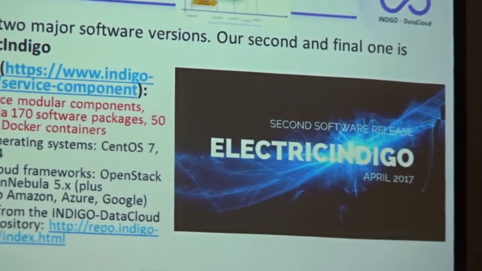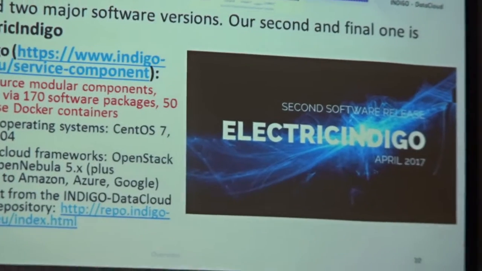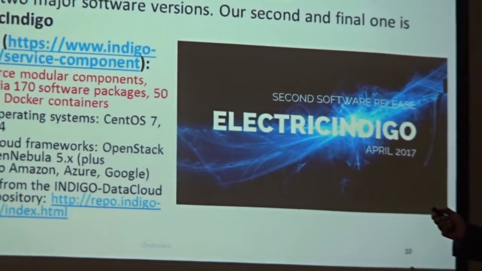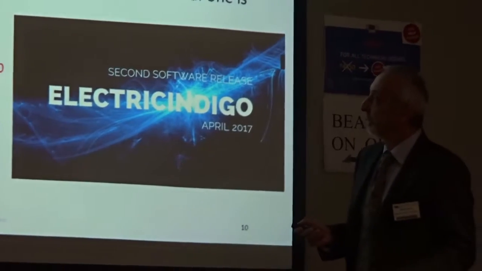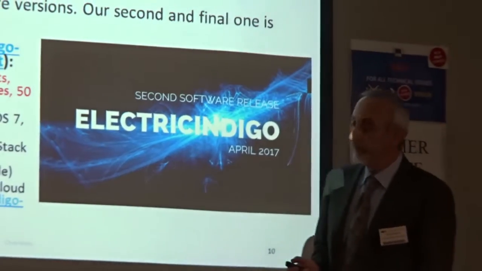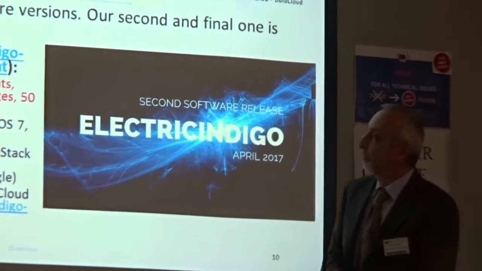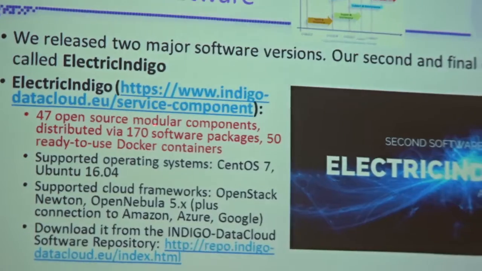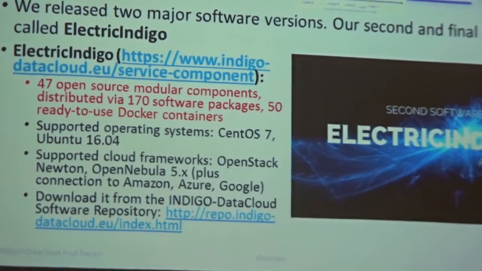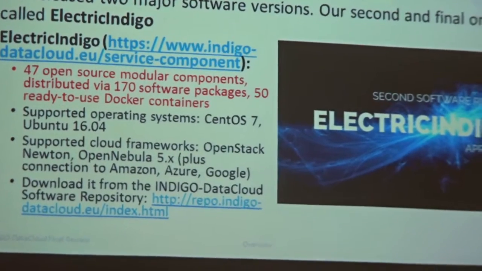Throughout the project, we released 2 major versions. Our second and final one is called ElectricIndigo. At the URL here, you can find the details of the release itself. But in summary, it's composed of about 50 modular components. They are modular, so you don't need to buy everything. You just pick and choose what you need.